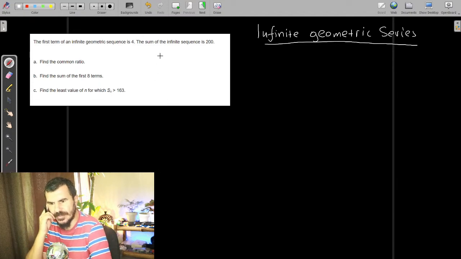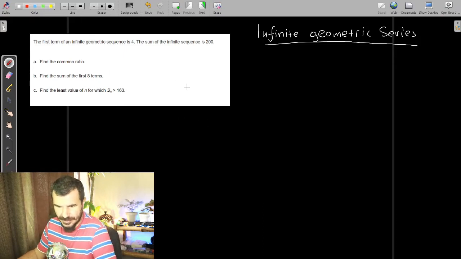Let's see now the problem. The first term of an infinite geometric sequence is 4. The sum of the infinite sequence is 200. First question, find the common ratio.